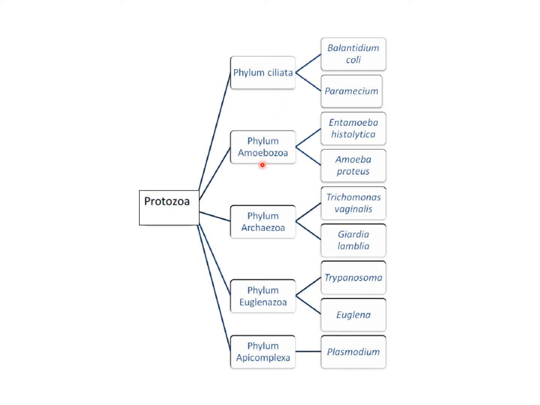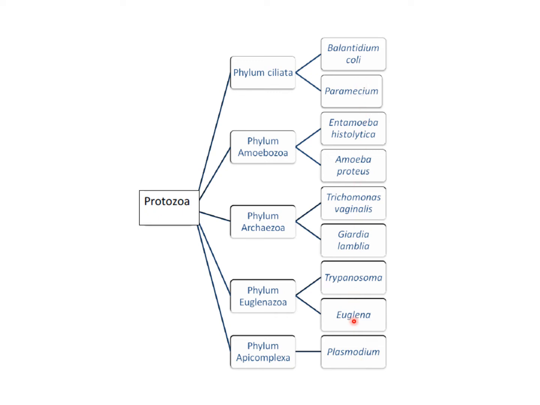And then we have phylum Amphizoa. Example, we have Entamoeba histolytica, Amoeba proteus. And then we have phylum Archezoa. We have phylum Euglenozoa. And this is where you find the Euglena, which is actually a photosynthetic protozoa. And then we have Plasmodium under the phylum Apicomplexa, and this is the one that can cause malaria.